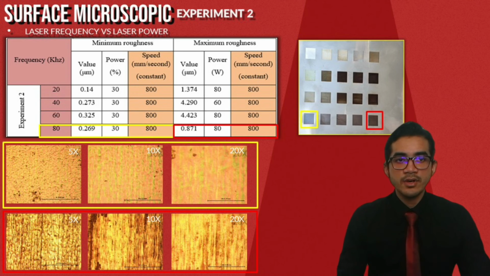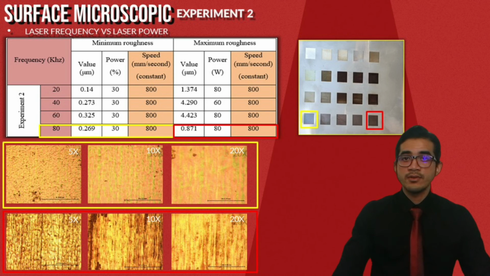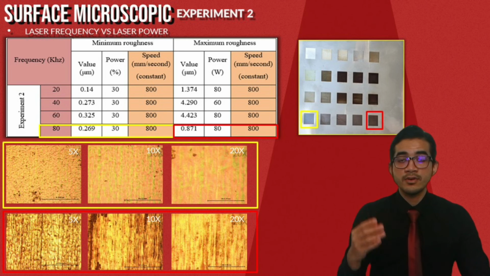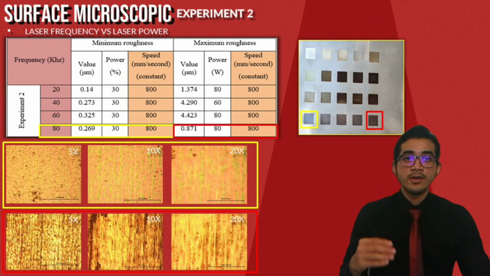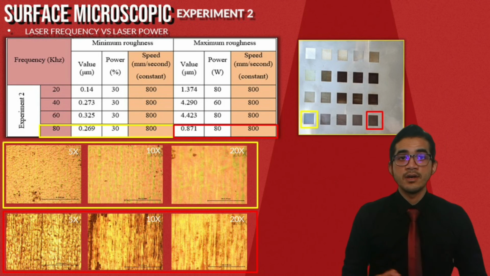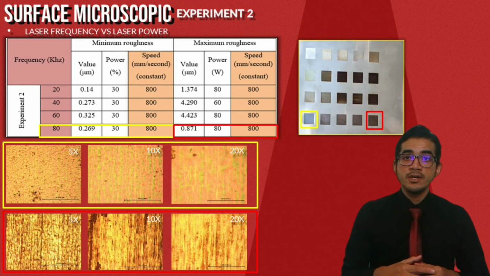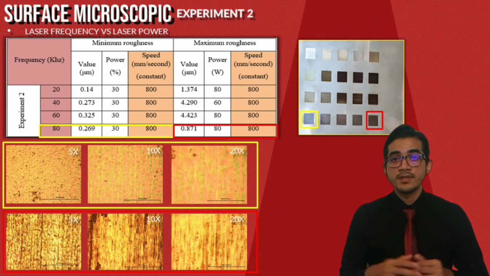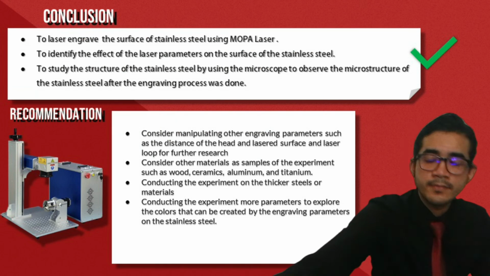For the 20x of the D column for the minimum roughness, we can see that the surface is so smooth compared to the 20x of the maximum roughness of the D column, where the surface is so irregular, and we can see surface deformation due to melting after the engraving process was done. So the melting and the irregular surface explain why a power of 80% in the D column gives the high value of surface roughness.